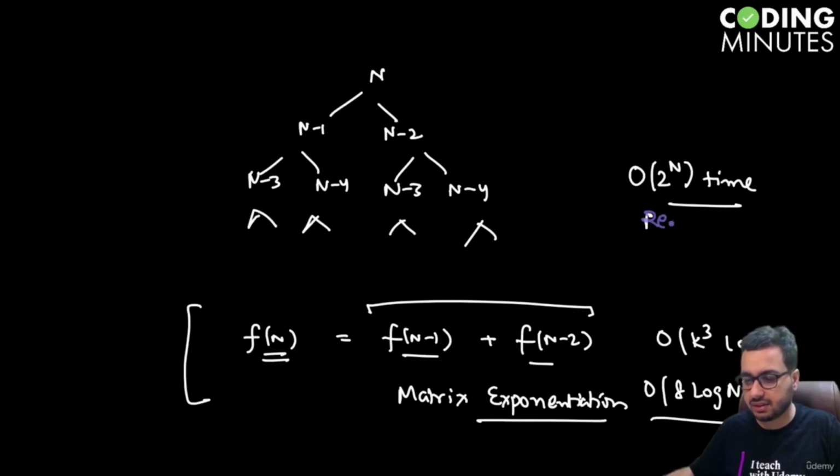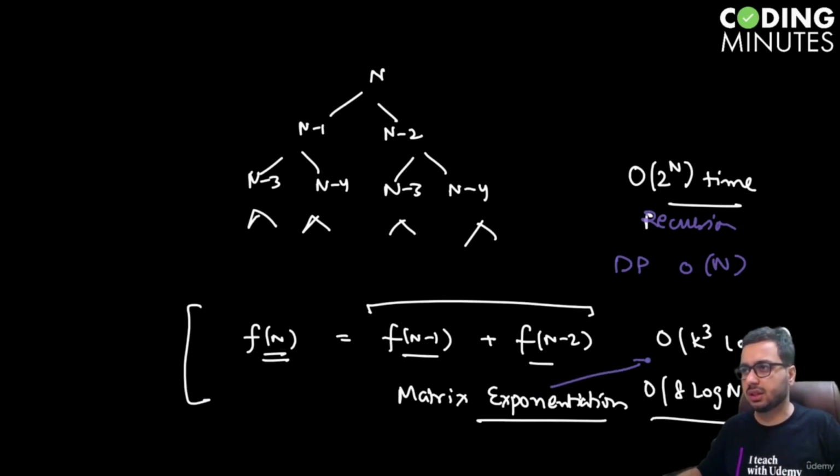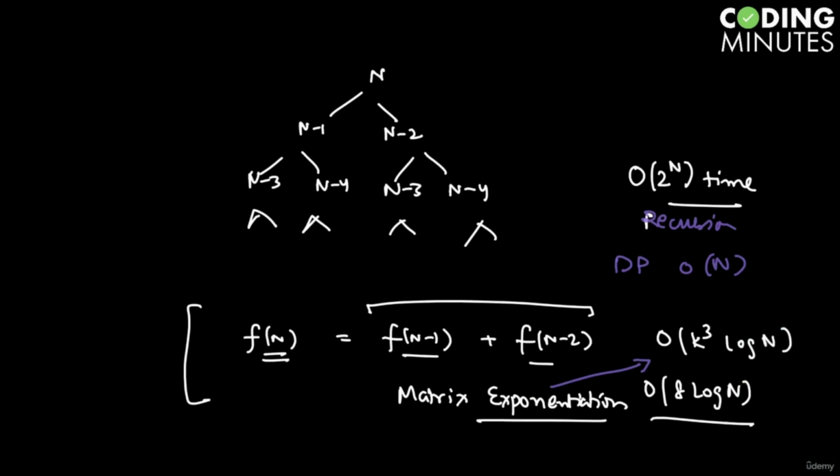And this is the basic recursion complexity. If you use DP, it can be done in order of n, and using matrix exponentiation, it can be done in order of k cube log of n time. So I hope that is clear to you, and that's all for this video.